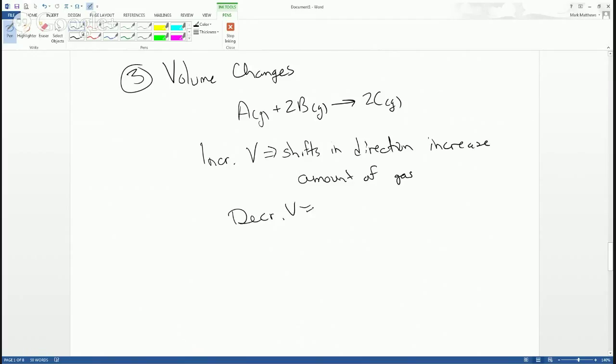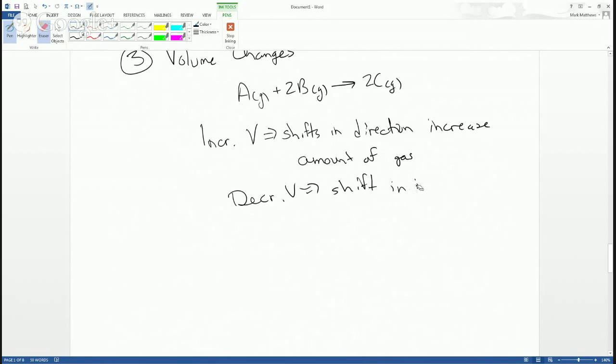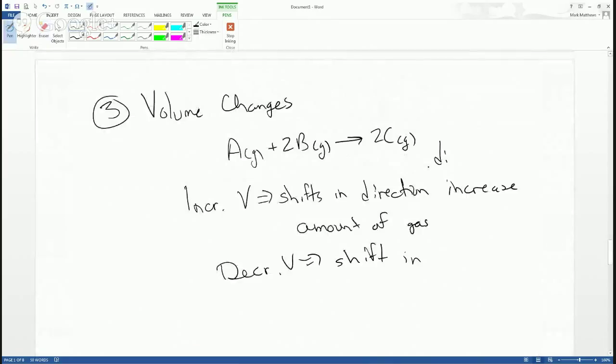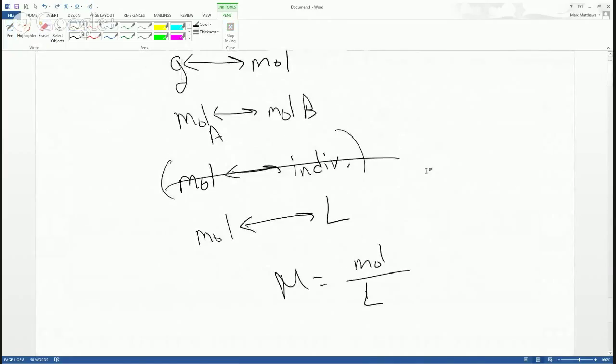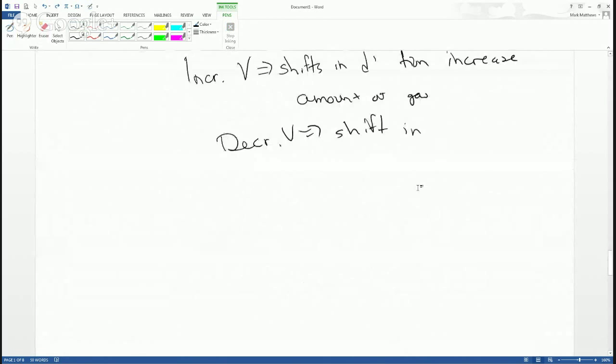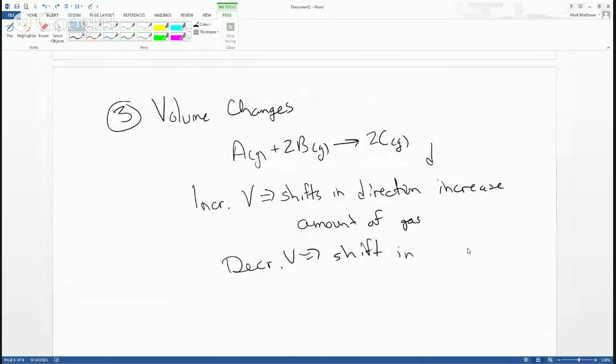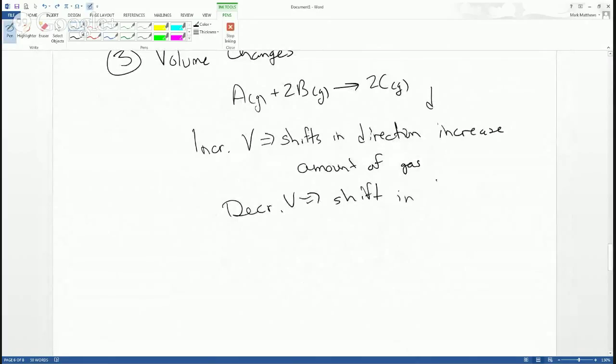If you decrease the volume, it'll shift in the direction that decreases the amount of gas.